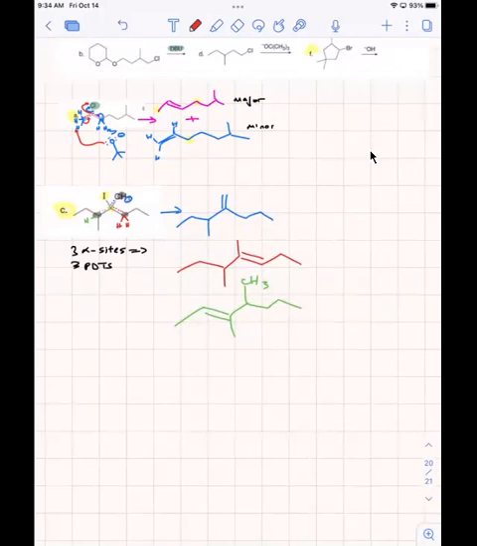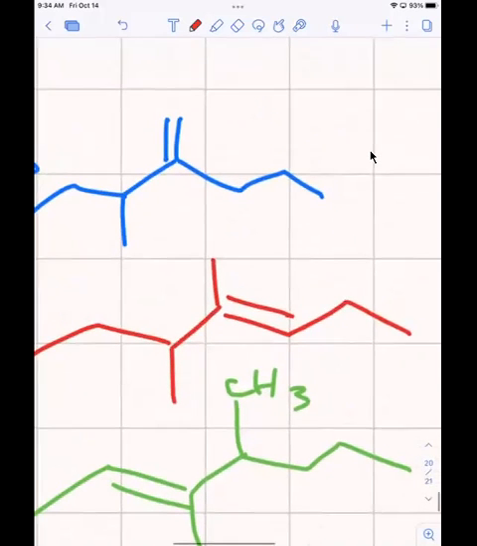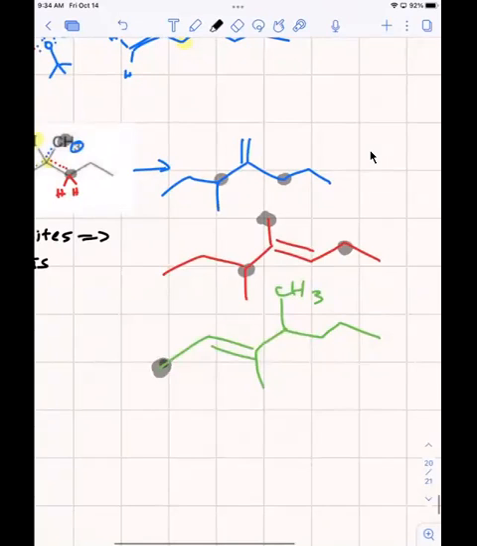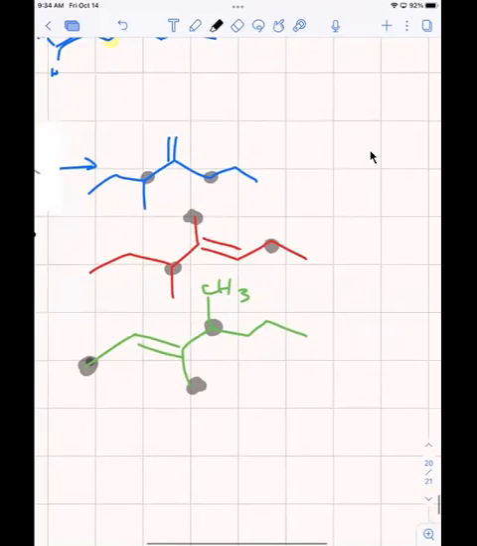Which one is major? This one is di-substituted. It's got 2 carbons bound to it. The other 2 groups are hydrogen. This one right here is tri-substituted. And so is this one. So you really have a kind of a tie between these 2.